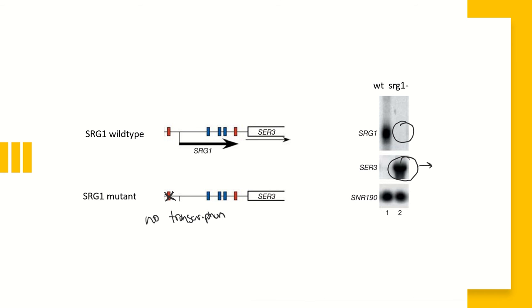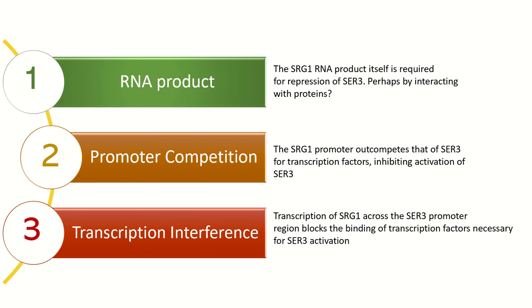The researchers sought to assess the mechanism by which SRG1 represses CR3 and hypothesized that it could be acting through one of these 3 mechanisms. Firstly, the RNA product model, in which the SRG1 RNA product itself would be required for the repression of CR3, perhaps by interacting with other proteins. So an example of this we've already seen in class is the Xist RNA that acted on an X chromosome to inactivate the entire chromosome.